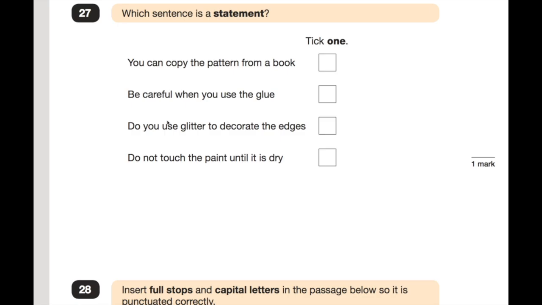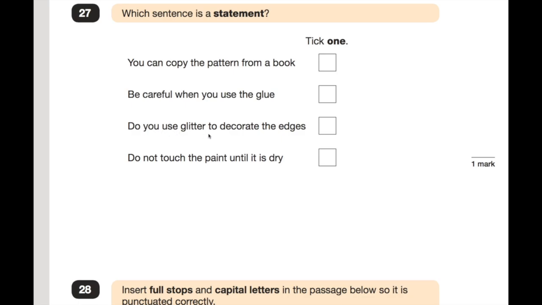Number 27 says which sentence is a statement, and a statement is usually just a little bit of information or a fact. And the first one says you can copy the pattern from a book. Then we have be careful when you use the glue. The third one, do you use glitter to decorate the edges? And the last one, do not touch the paint until it is dry. So working from the bottom, do not touch the paint is a command. It's telling you not to do something.